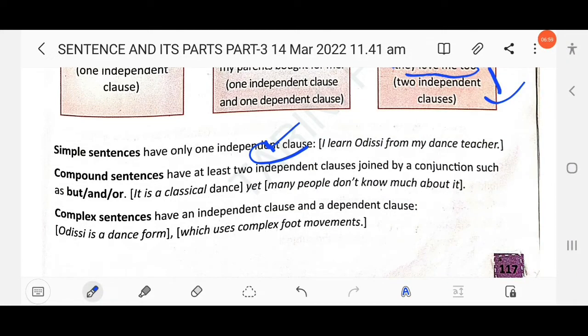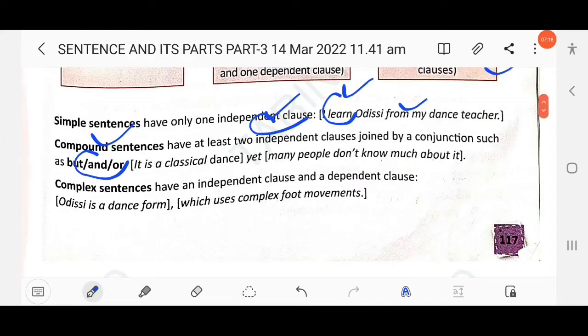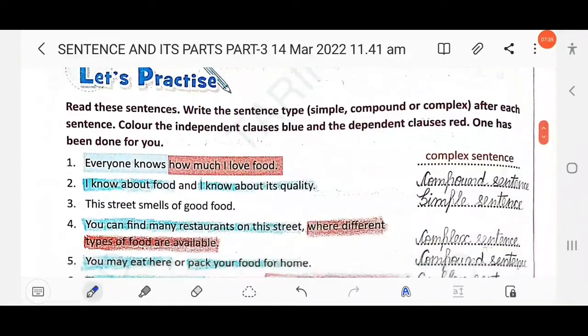So here, I learn Odissi from my dance teacher. There is only one finite verb and this is an independent clause. So here, compound sentences have at least two independent clauses joined by a conjunction. So we have already discussed conjunctions. Which conjunction? Coordinating conjunction, such as but, and, or, right? Then next, complex sentences have an independent clause as well as a dependent clause, right? And there is use of a subordinating conjunction. Here, which. Clear?